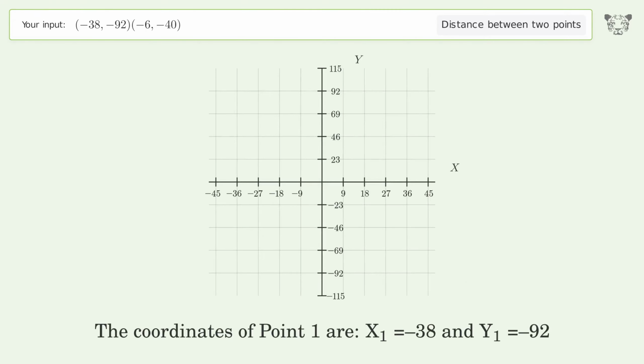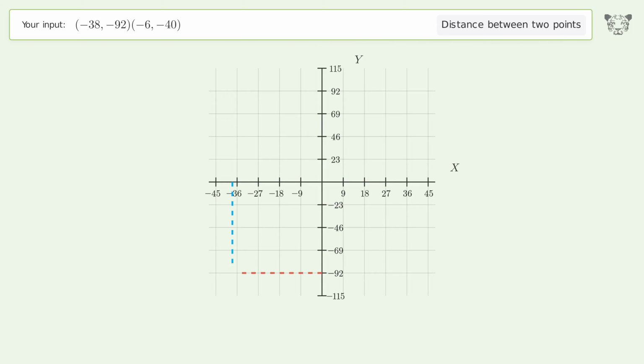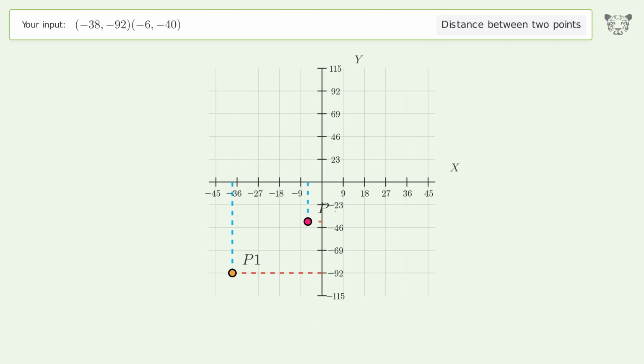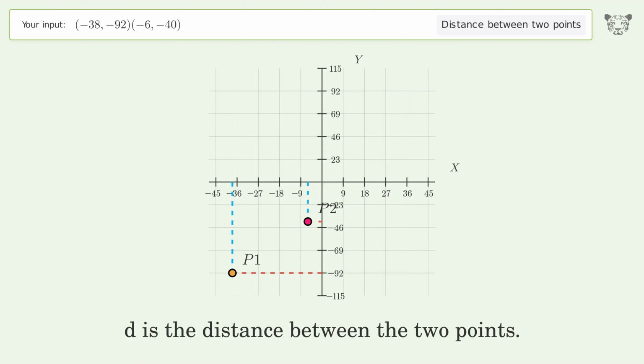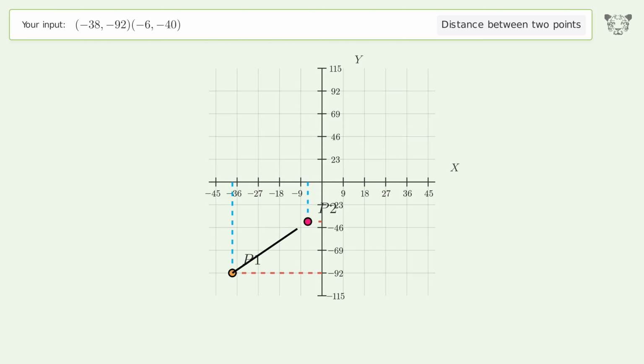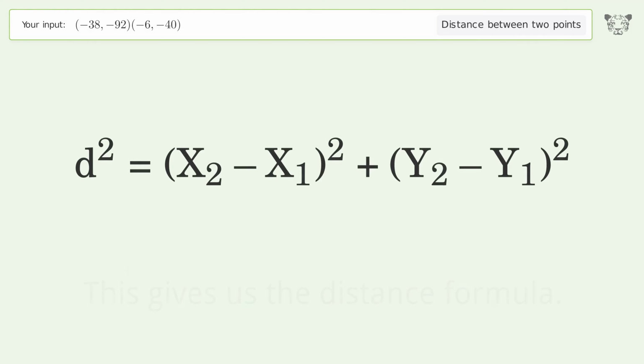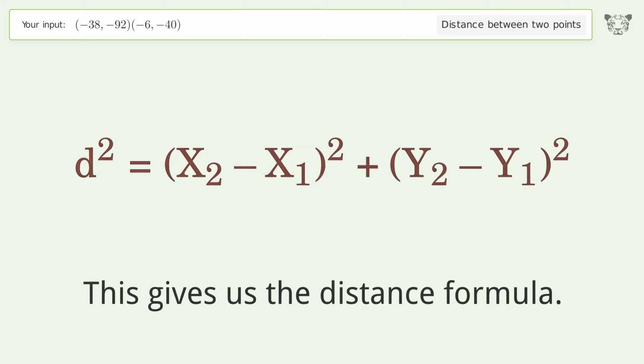The coordinates of point 1 are, x1 equals -38 and y1 equals -92. The coordinates of point 2 are, x2 equals -6 and y2 equals -40. D is the distance between the 2 points. First, take the square root of both sides of the Pythagorean theorem. This gives us the distance formula.